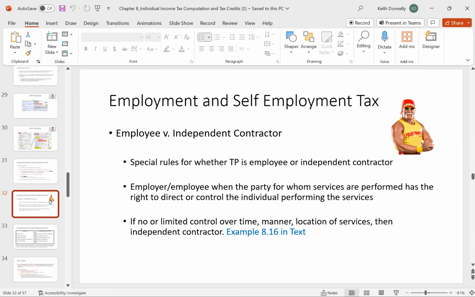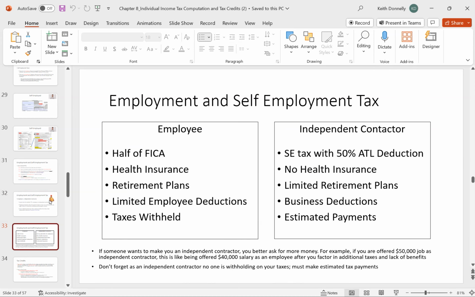And again, we said there are special rules if you're an employee versus an independent contractor. It really comes down to, does the person paying have control over the person who's working, the time, the manner, and the location of the services? If they do, it's an employee. If they don't, it's an independent contractor. And why do we care about this? Well, for the corporation or the business as well as the worker, there's a different setup. If you're an employee, you pay half of FICA.